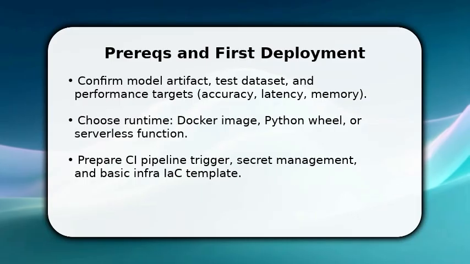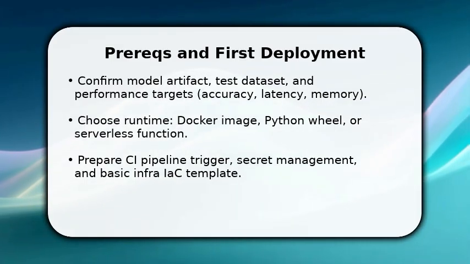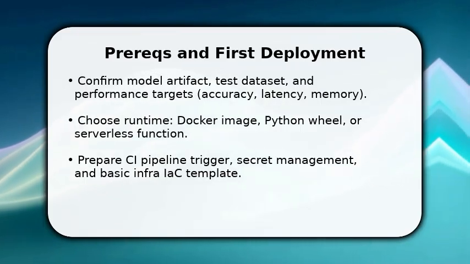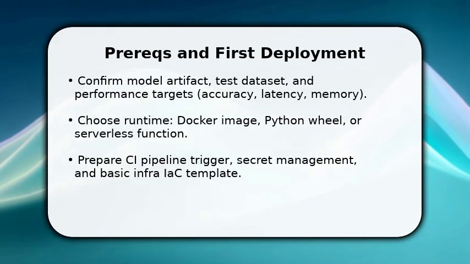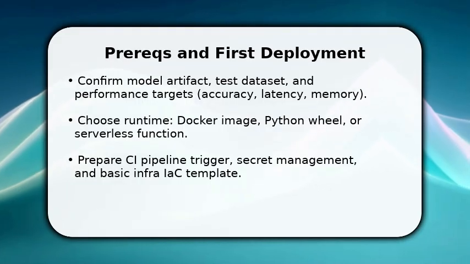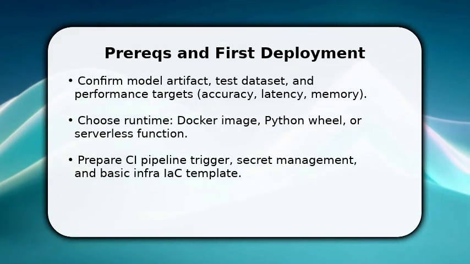You begin by validating essentials: a frozen model file, representative test data, and clear performance goals. Once done, containerize the runtime or package as a wheel so the environment is reproducible. Make sure to provision secrets and an ISC template to create resources reliably.